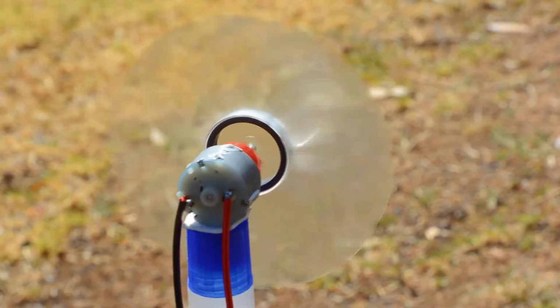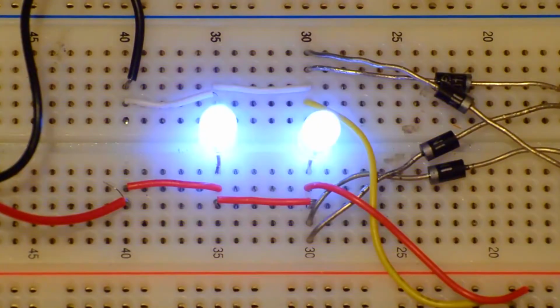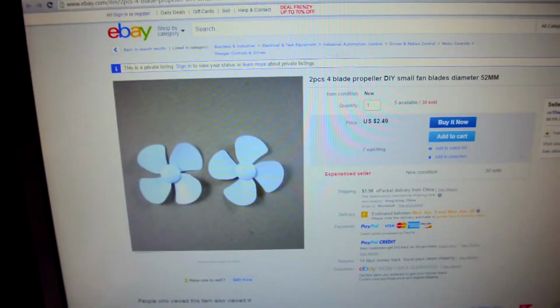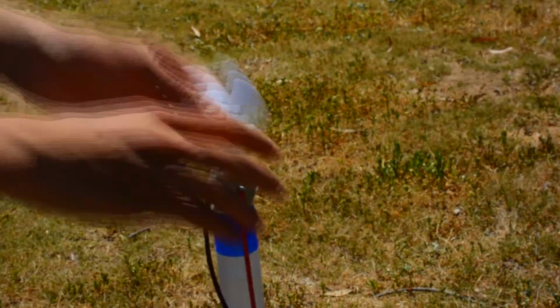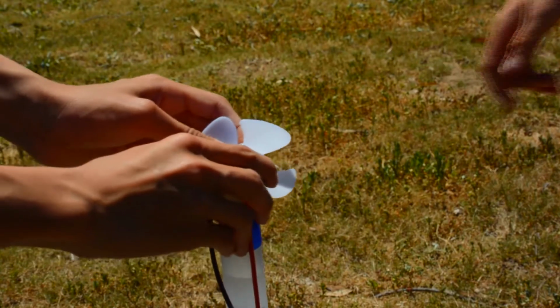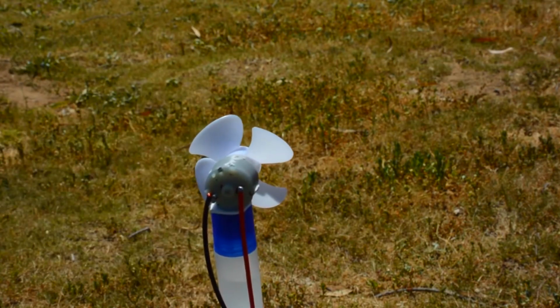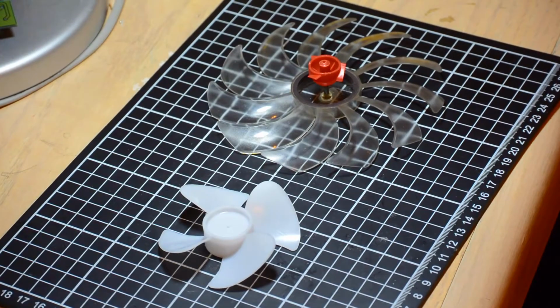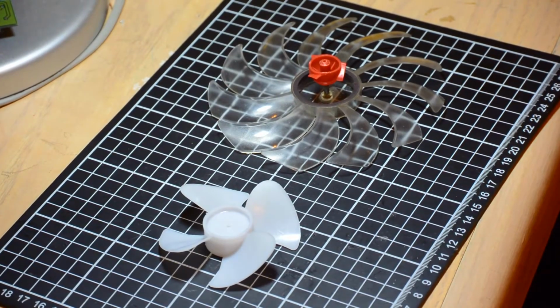A wind turbine could be used as an emergency power source in natural disasters. With all the different types of fan blade sizes out there, it's easy to find one on the internet and turn an ordinary motor into a wind turbine. But the question remains, which fan blade will generate more electricity at the same wind conditions? A small fan blade or a larger one? Well, let's find out.